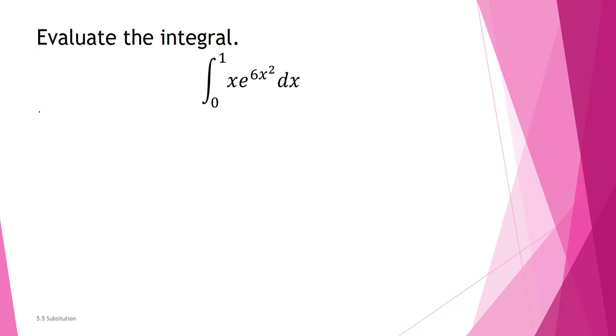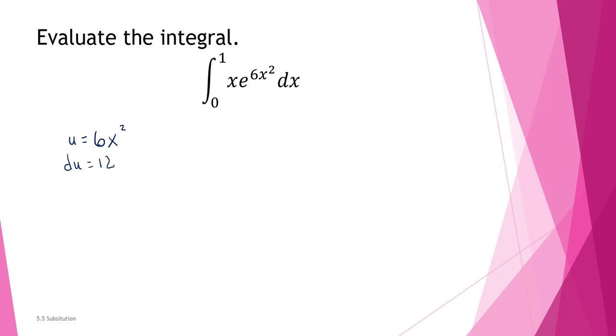Here's an example of a definite integral. We have the integral from 0 to 1 of x e to the 6x squared dx. Because we see the 6x squared in the exponent, we think that u substitution is going to work well. So I'm going to choose u to be 6x squared and take the derivative.